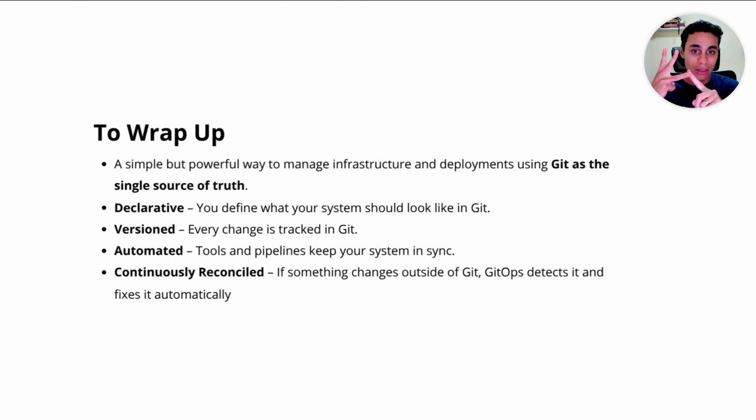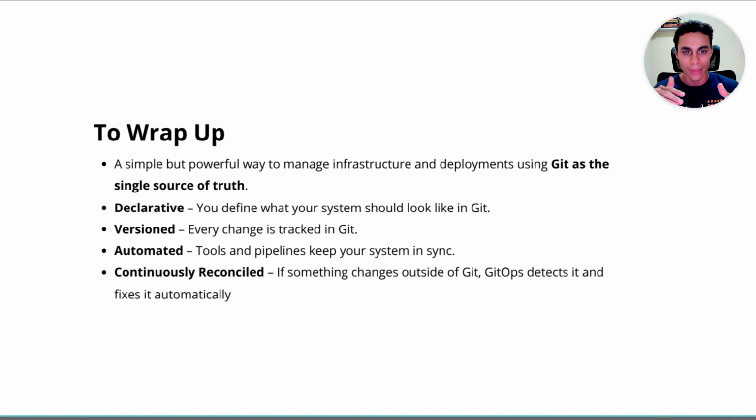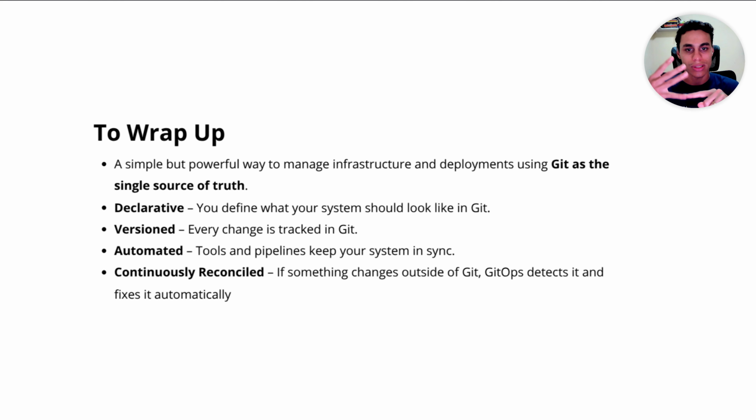It is automated. Tools and pipelines keep your system in sync with what is in Git, removing all the manual steps involved. And it is continuously reconciled. So if something changes outside of Git, like someone manually tweaking the infrastructure, GitOps detects and fixes it automatically.